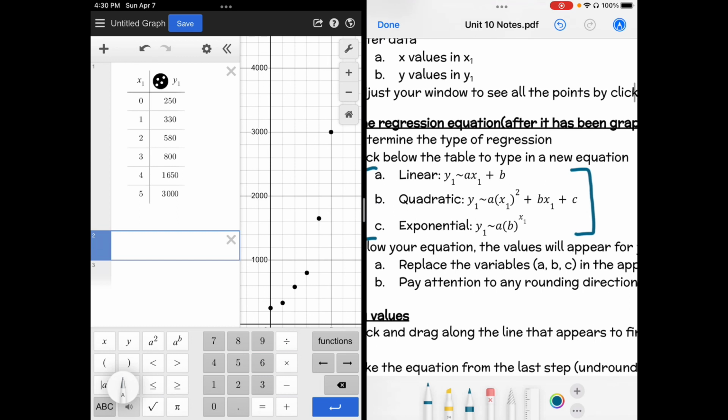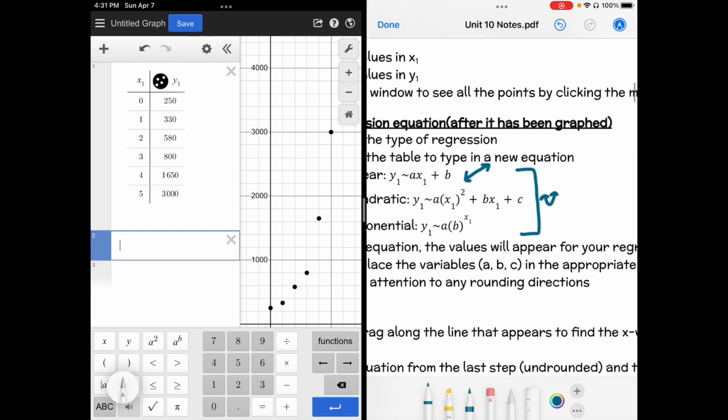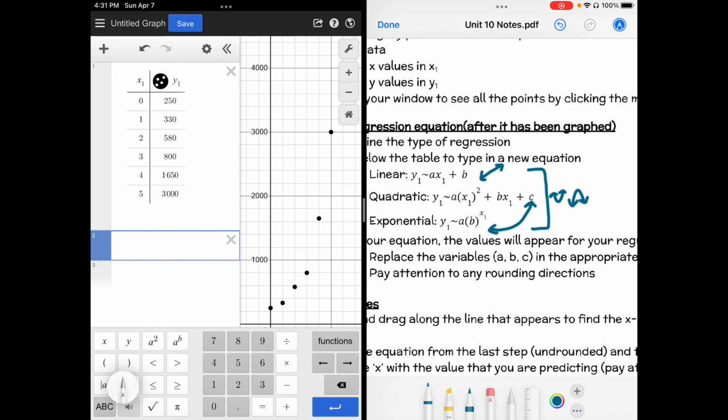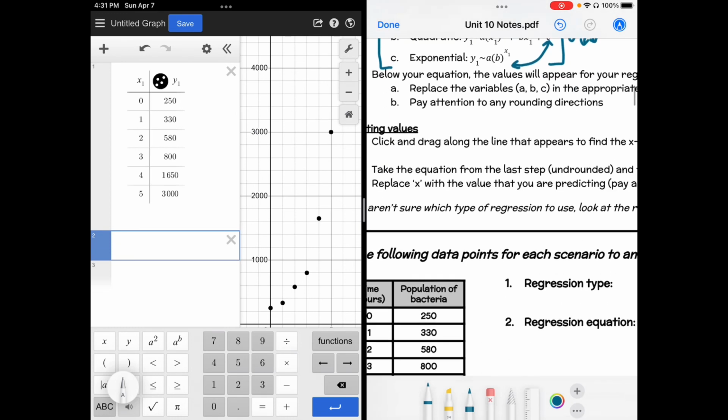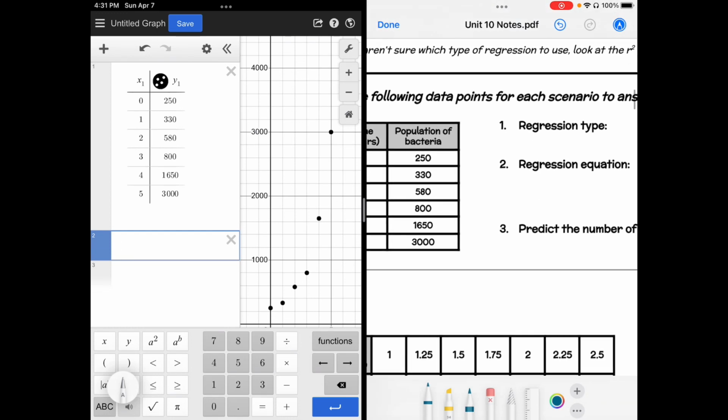And before we type anything in, let me refresh you on what these graphs look like. So linear is just a line. Quadratic is going to be a U shape. Remember, that can be upside down also. And exponential is going to look something like that. So you can kind of see why this graph would maybe fit both quadratic and exponential. So let's type them in.